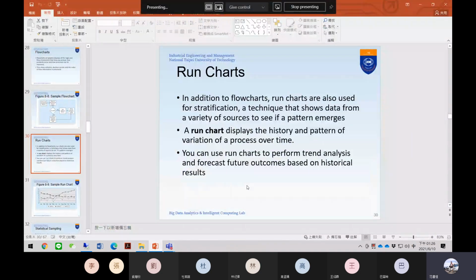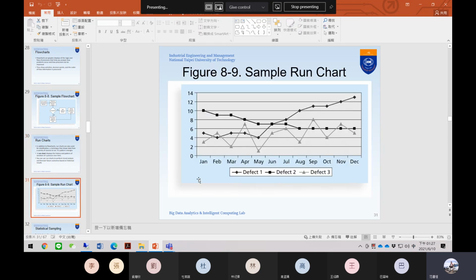And the run chart displays the history and pattern of variation of a process over time. So you can use run charts to perform trend analysis and forecast future outcomes based on historical results. It is kind of a trend analysis tool. Like this one, the defect type, you can see that there's a legend in the diamond. See how it occurred over the past year, from January until December, maybe in 2010.